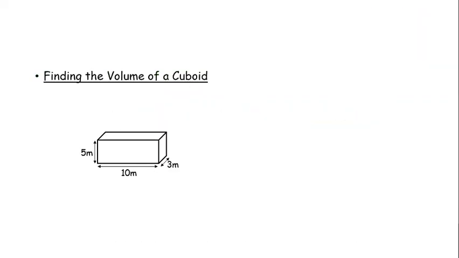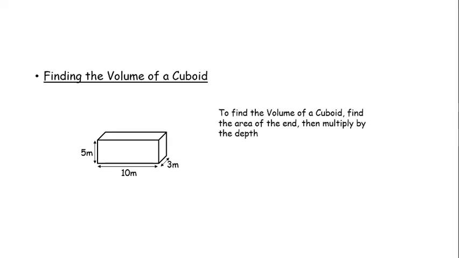So let's find the volume of this cuboid. Well, first, we need to find the cross-section. We need to find the area of the cross-section. So, to find the volume of a cuboid, find the area of the cross-section, then multiply it by the depth or the length. So if we look at this, my cross-section in this case is going to be a rectangle. That rectangle is going to be 5 meters by 10 meters.